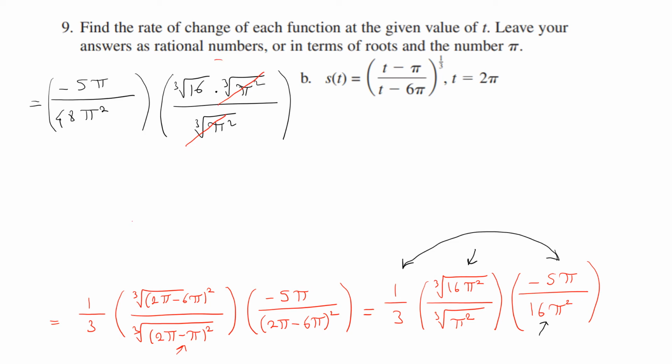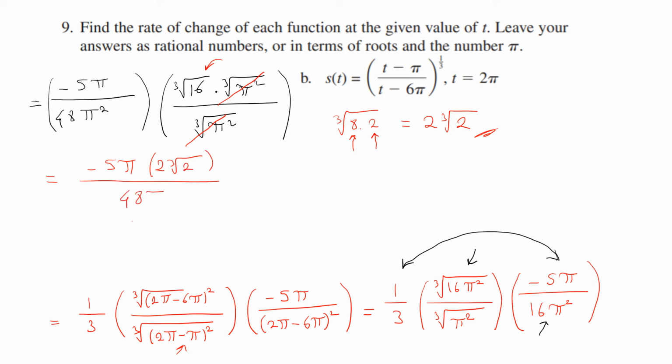And here I see that I have 16, but I can actually rewrite it as 8 times 2, inside the same root. And I see that I can actually take out the cube root of 8, because cube root of 16 I can't take out perfectly, but for this I can actually take out 2 and keep this 2 inside, so I have cube root 2. So I'm going to do that for the top. Right now I have negative 5 pi, and for the bottom I'm going to put this one, so I have 2 and then cube root 2 all over 48 pi squared.